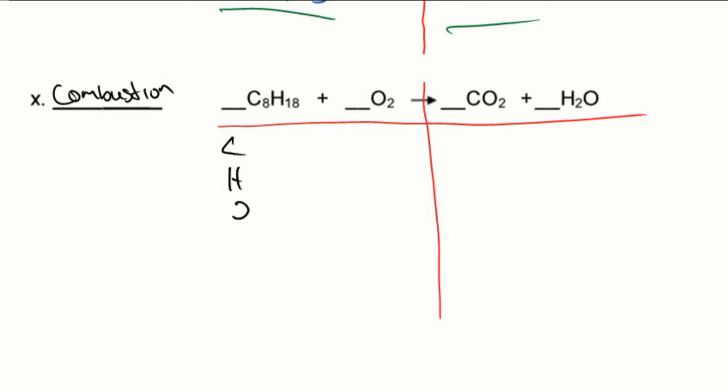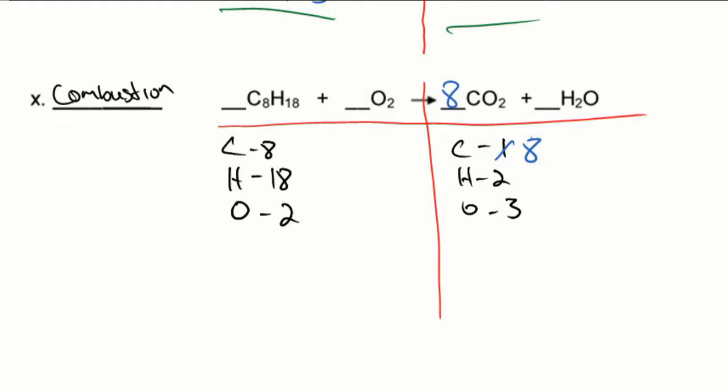So CHO, I have 8 carbons, 18 hydrogens, and 2 oxygens. CHO, it's always going to be 1, 2, 3. All right, I'm just going to go through it and balance the carbons and pretend like I don't know any different, and then we'll see where we end up. So I'm going to put an 8 here.